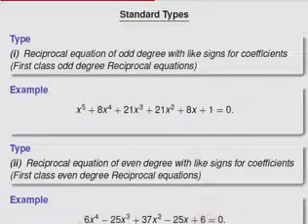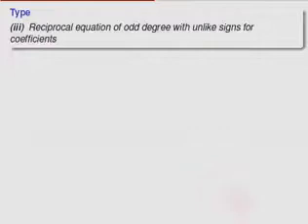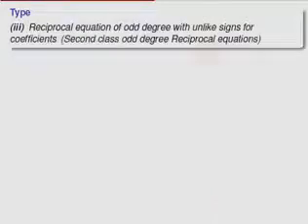And the next term is minus 25, here also minus 25, and then the middle term is 37. So we can call this equation a first class even degree reciprocal equation. Then shall we move on to the next one, that is the third type, the reciprocal equation of odd degree with unlike signs for coefficients. We can call this one a second class odd degree reciprocal equation.